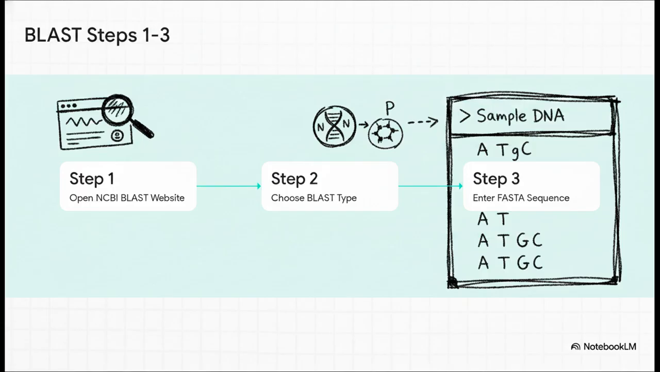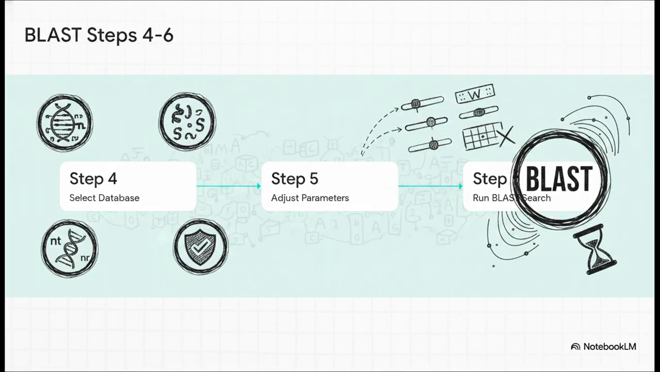Moving on to the final setup steps, which are all about targeting your search. Step 4 is selecting your database. You might choose N for the standard nucleotide collection, maybe R for non-redundant proteins, or RefSeq if you want strictly curated high-quality sequences. Step 5 lets you adjust parameters, things like word size, scoring matrix, or filtering out low-complexity regions.